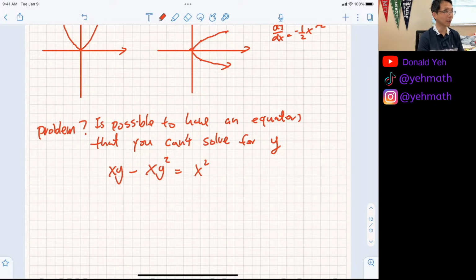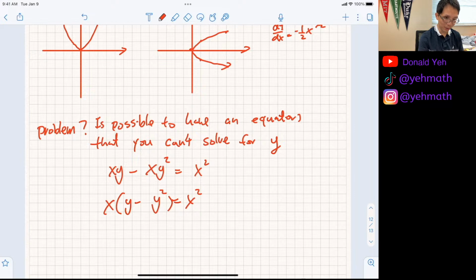Let's try to isolate the y. How do I isolate this y? Can you factor out that? Yeah. I can factor out an x, but it does not get y by itself. Is it possible to get y by itself?